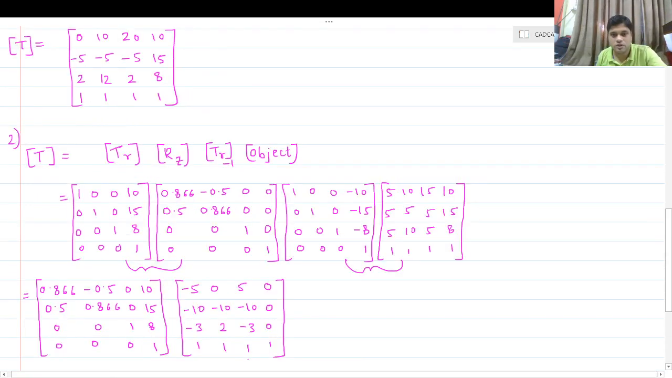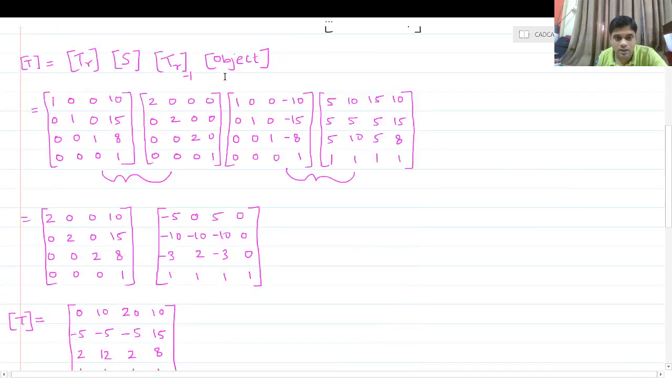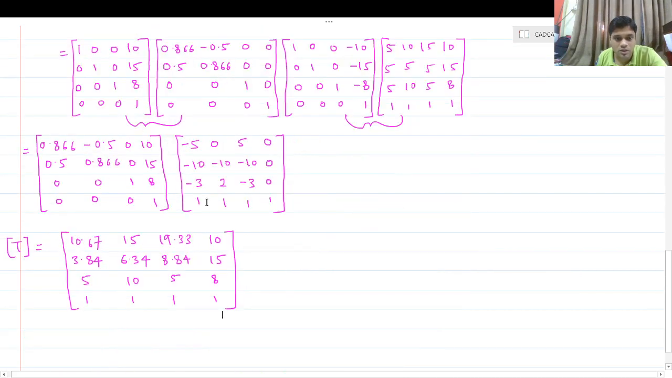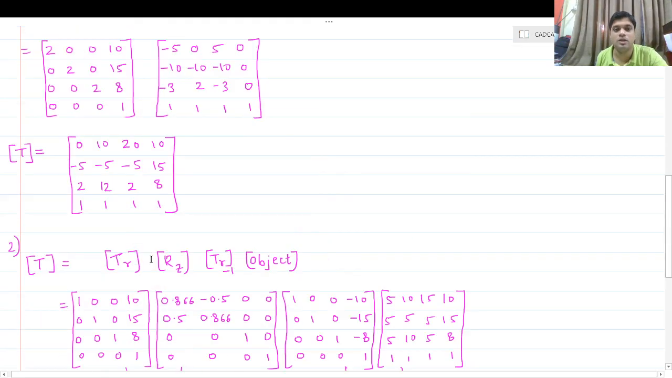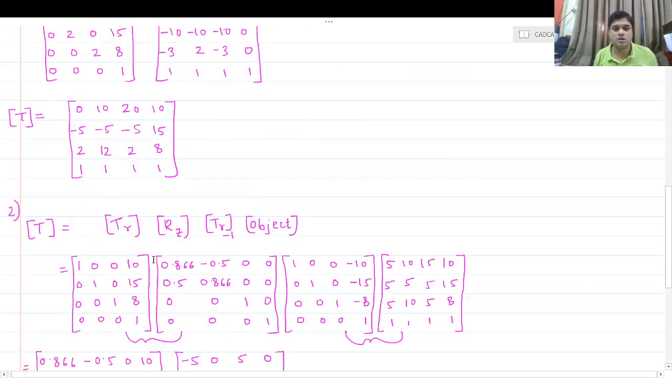As a matter of cross checking, since we have to carry out rotation about the z-axis by keeping point S fixed, this point would remain fixed, and after the transformation the coordinates of point S will not change. So they are unchanged, 10, 15, 8, and we have got the new coordinates for all remaining three vertices. I hope you have understood this procedure.